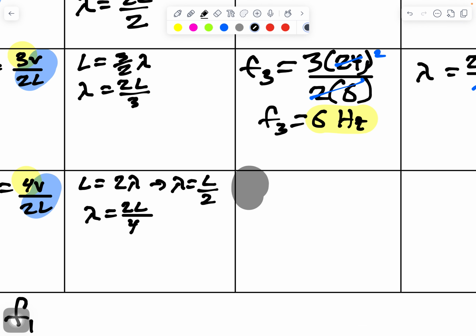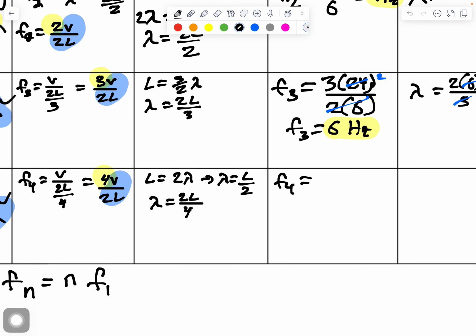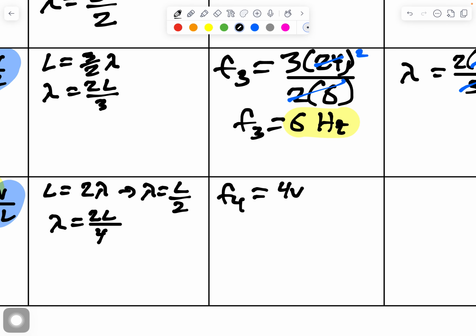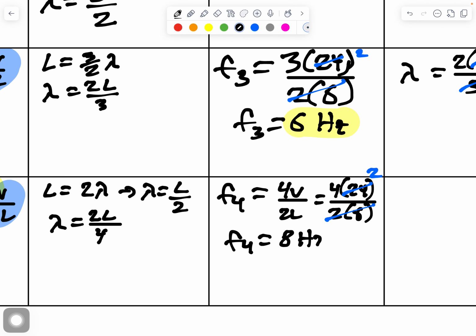Okay. All right, F4, we're going to plug in a 4V over 2L, so 4 times 24 over 2 times 6. I can cancel that by going 12 into 24 2 times, and 2 times 4 would give me 8. And I should have been able to predict that anyway. You can see it's going up by integer multiple of 2 each time.